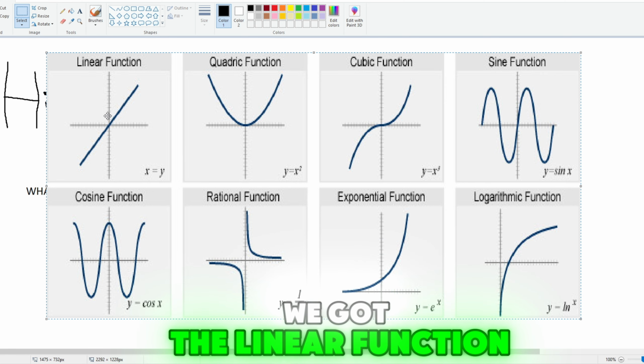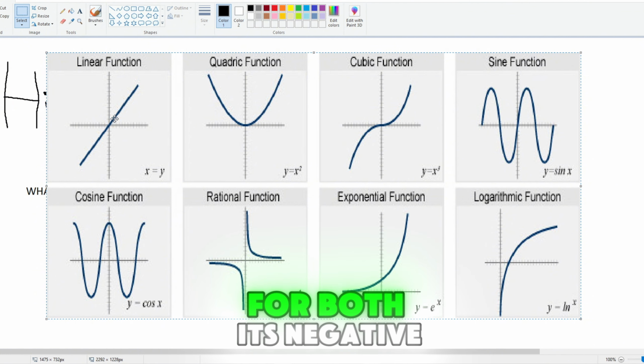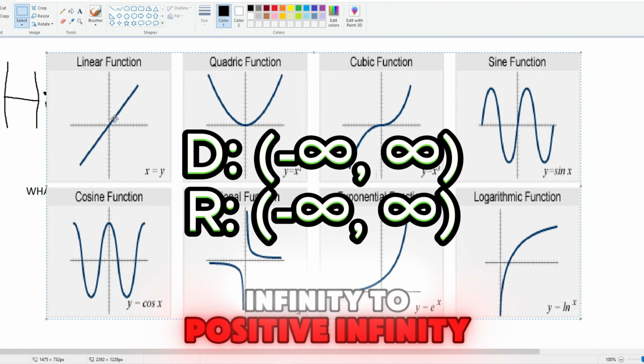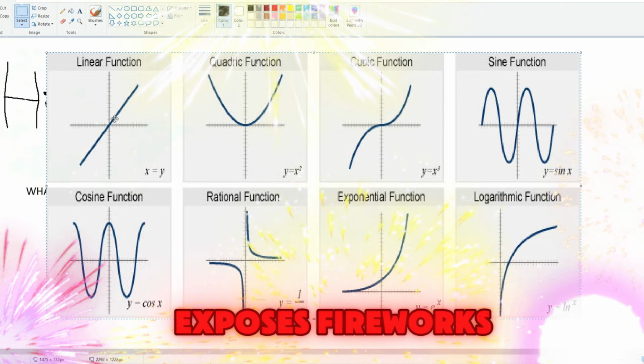We got the linear function. The domain and range are simple. For both, it's negative infinity to positive infinity. I'm gonna put that on the screen in a second here.